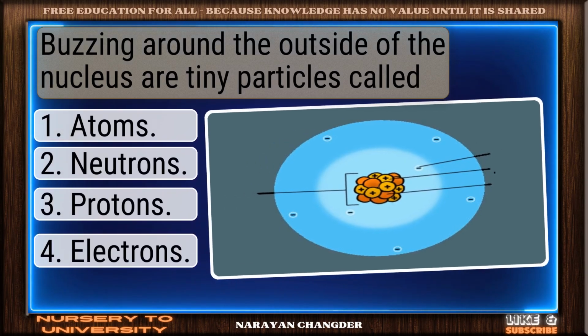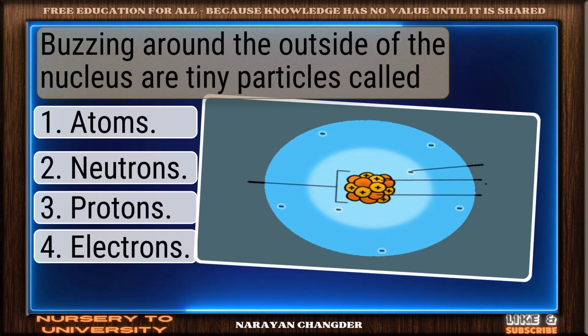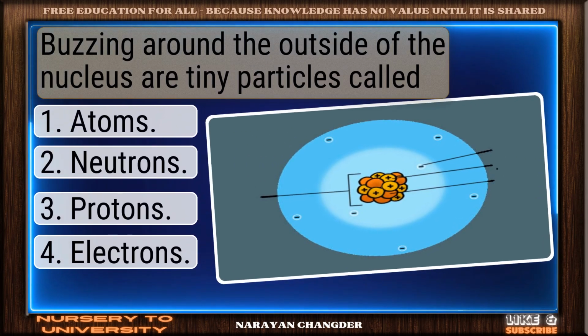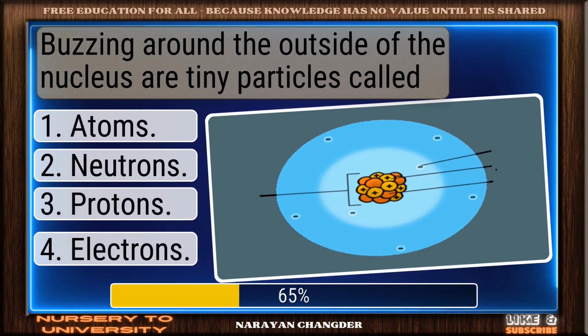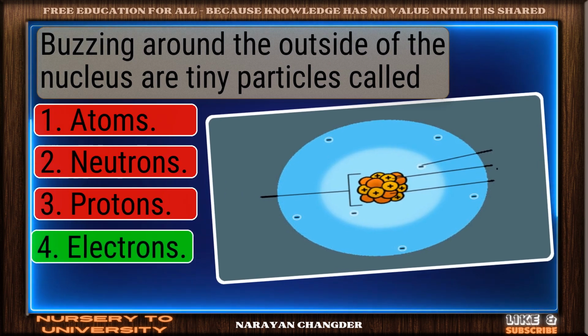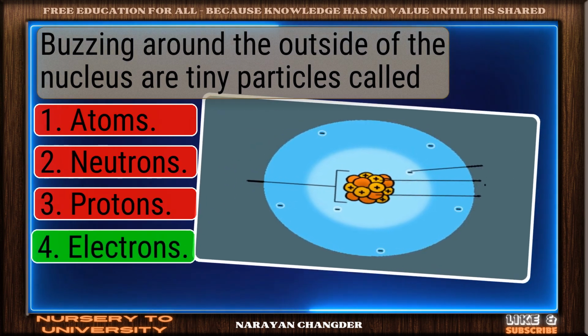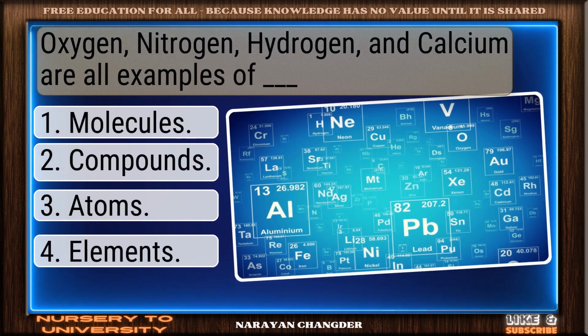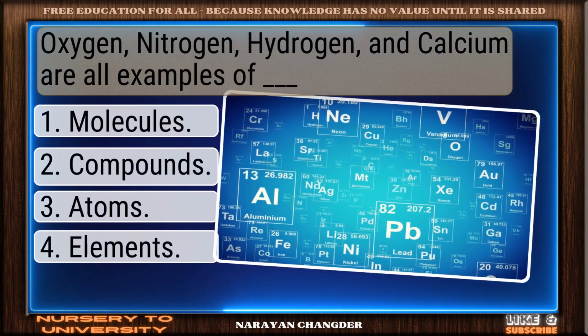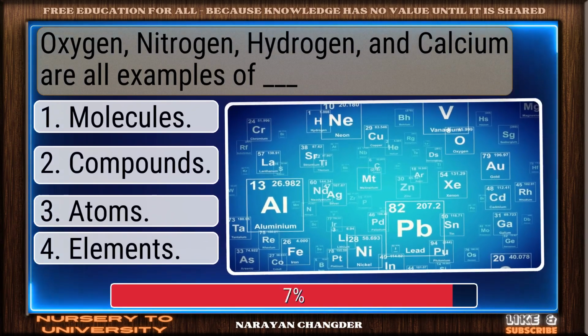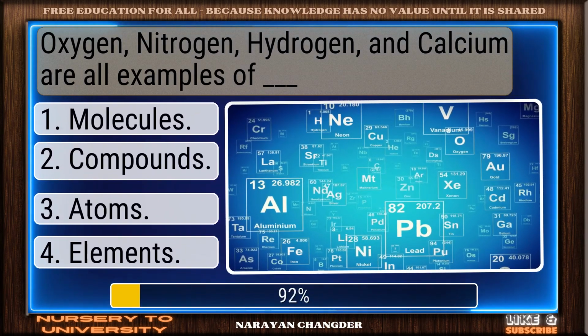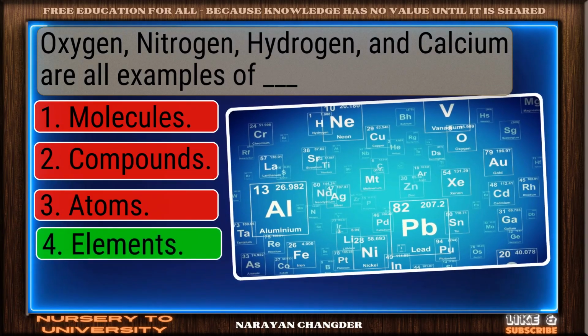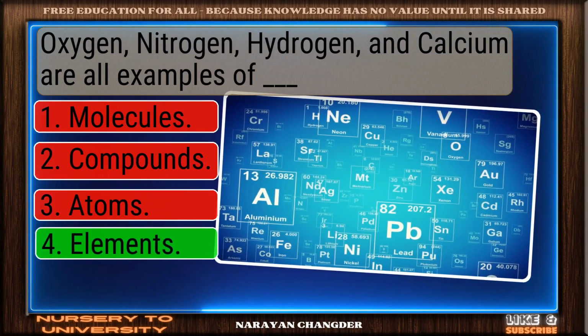Question number 14. Buzzing around the outside of the nucleus are tiny particles called. Solid response. Electrons is a valid choice. Question number 15. Oxygen, nitrogen, hydrogen, and calcium are all examples of dash. You're right. Elements is the correct answer.